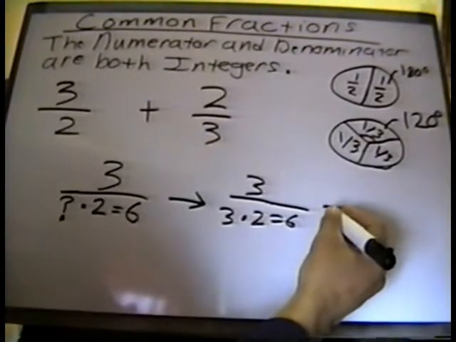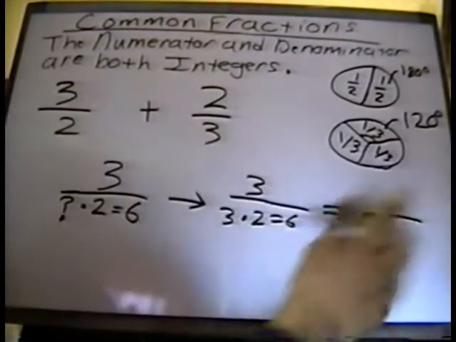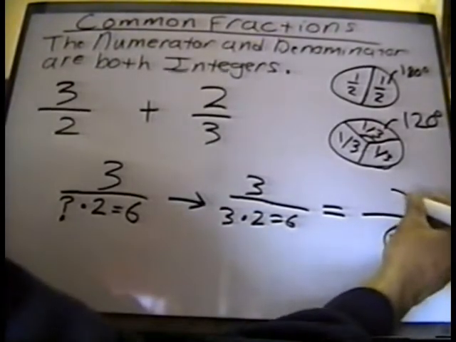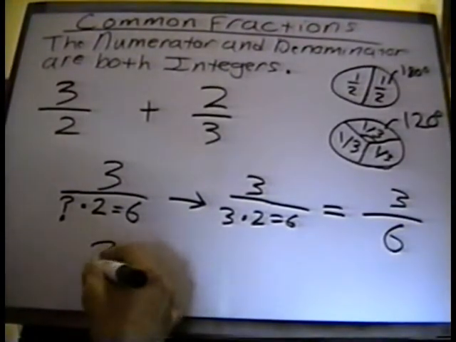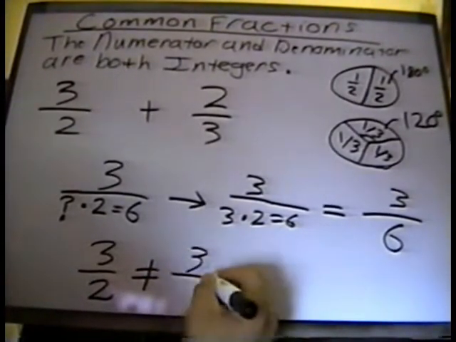So I multiply 3 by 2 to get 6. I have 6 here now. And then that's 3 over 6, but I started off with 3 halves. 3 halves does not equal 3 sixths.